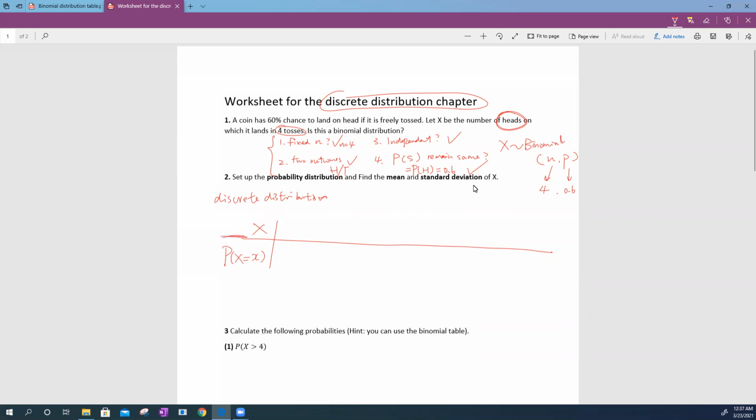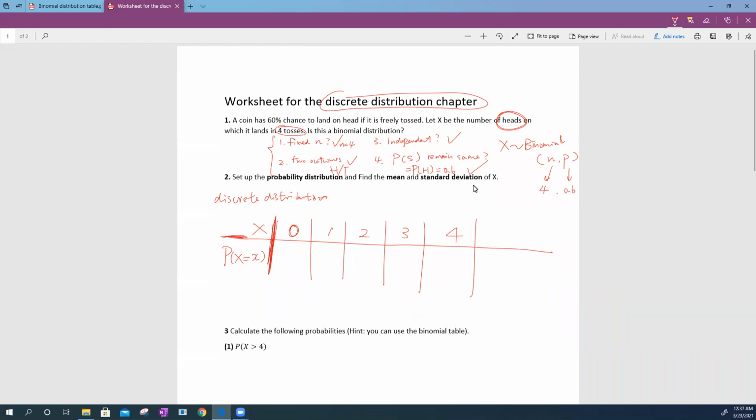So we want to state all the values X can take. X can take what? The count of heads in 4 tosses. You can have 4 tails, right? So that means no heads. And then 1, and 2, and 3, and 4, right? So 0, 1, 2, 3, 4, those are all possible values for this X.